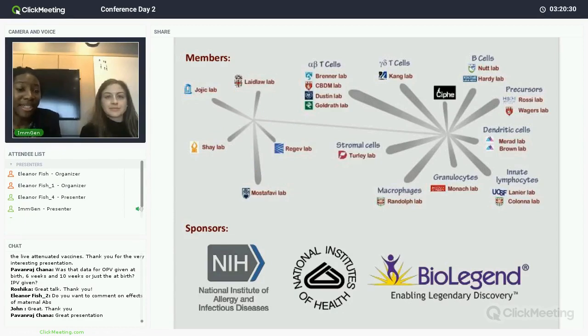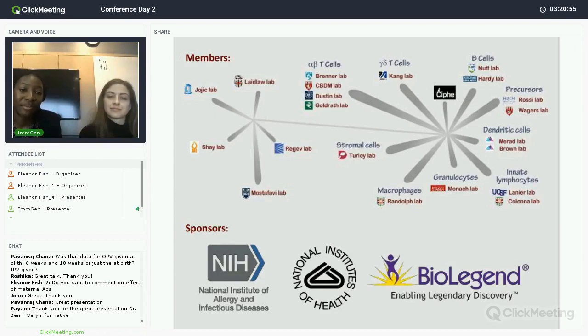And ImmGen is currently in its third phase, primarily supported by funds from the National Institute of Allergy and Infectious Diseases, and also by BioLegend that generously provides most of our reagents and antibodies. And in this presentation, we'll later discuss some of the data that are available from phases 1 and 2 of the ImmGen project, and also the cellular project that ImmGen has been involved in.